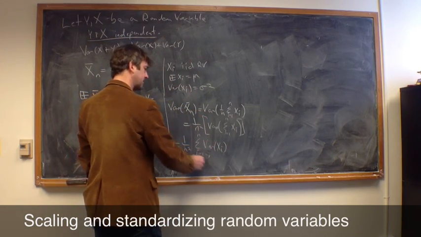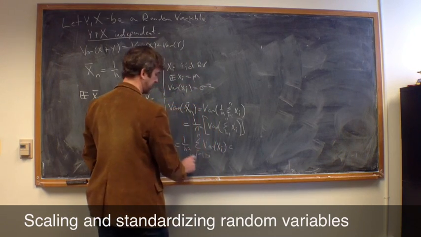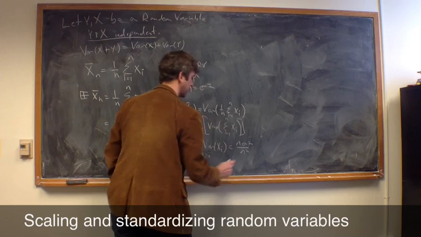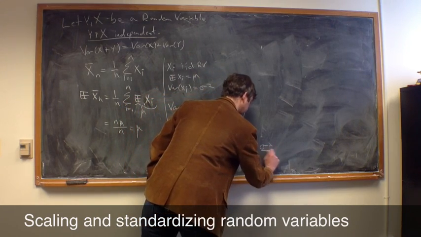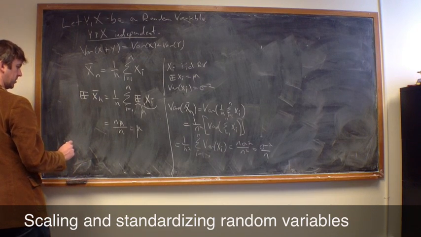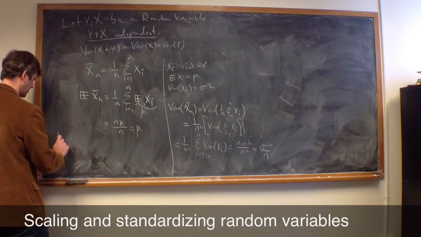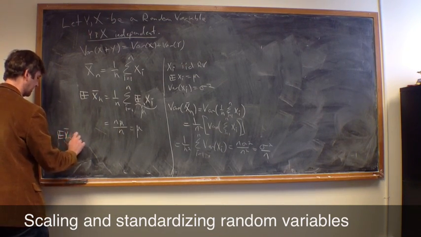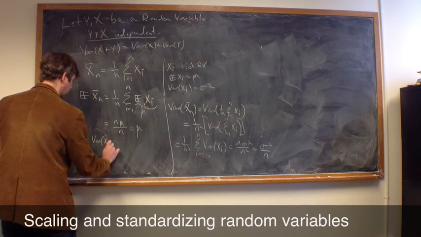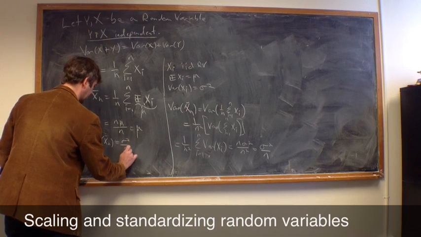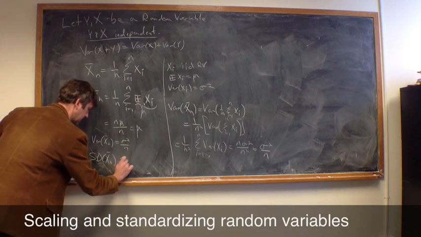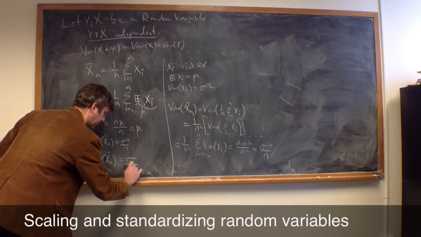Now for each x_i, this is sigma squared. Again, I have n terms, so I have n times sigma squared, just like before, but now I have n squared in the bottom. So notice this turns into sigma squared over n. So in particular, we conclude that the expected value of x bar n is equal to mu, but the variance of x bar n is equal to sigma squared over n, and the standard deviation, which is just the square root of this, is equal to sigma over square root of n.